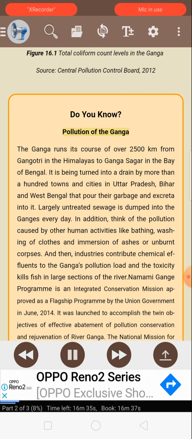Do you know about the pollution of the Ganga? The Ganga runs its course of over 2,500 kilometers from Gangotri in the Himalayas to Gangasagar in the Bay of Bengal. It is being turned into a drain by more than 100 towns and cities in Uttar Pradesh, Bihar and West Bengal that pour the garbage and excreta into it. Largely untreated sewage is dumped into the Ganges every day.